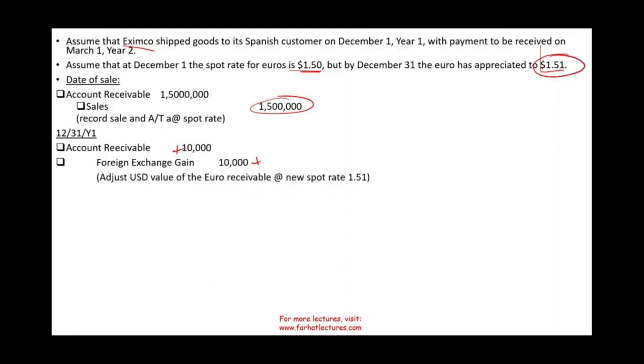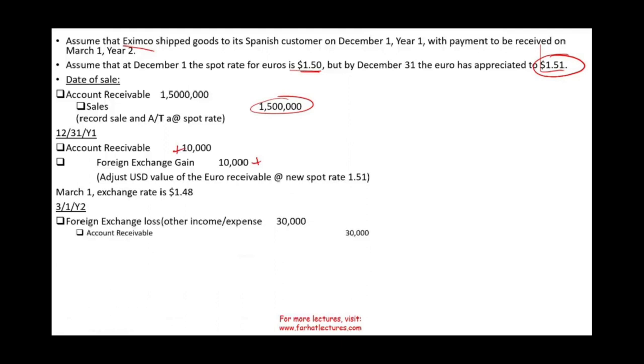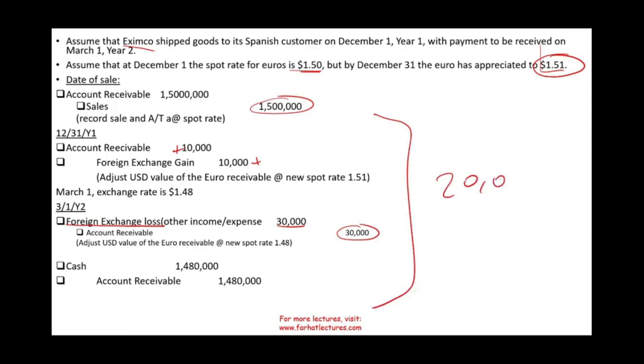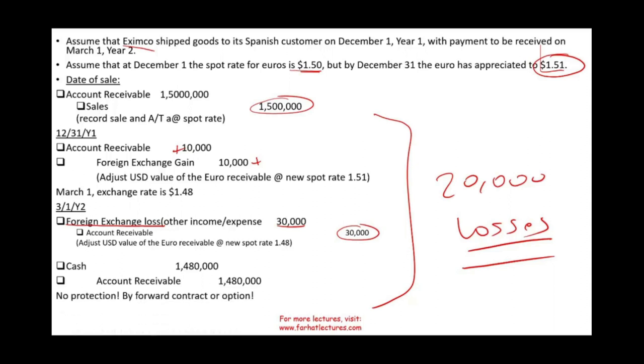By the time we got the payment, the euro went down to $1.48. Therefore, we debited a foreign exchange loss for 30,000 and credited the receivable 30,000. Then we accepted the cash, 1,450,000, and credited accounts receivable 1,450,000. So all in all, we had losses of 20,000. Keep that number in mind. Under this example, we had no protection. We had no forward contract or option contract.